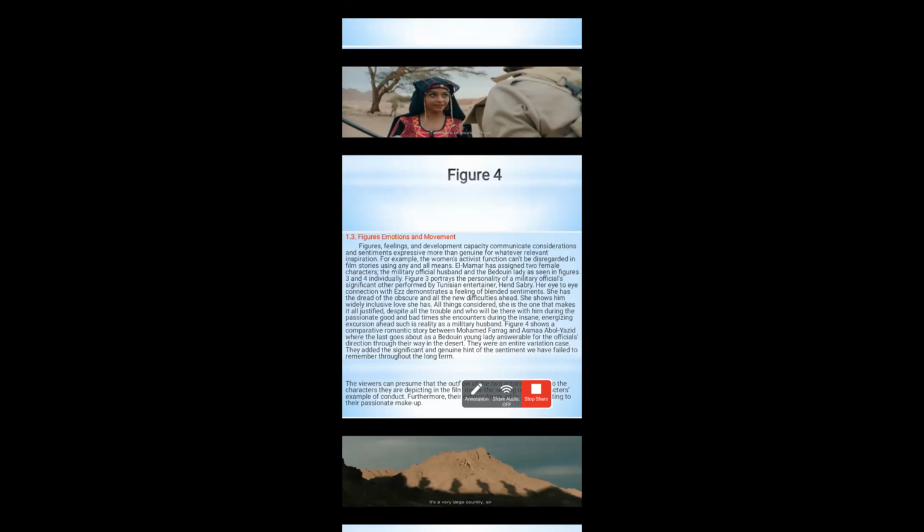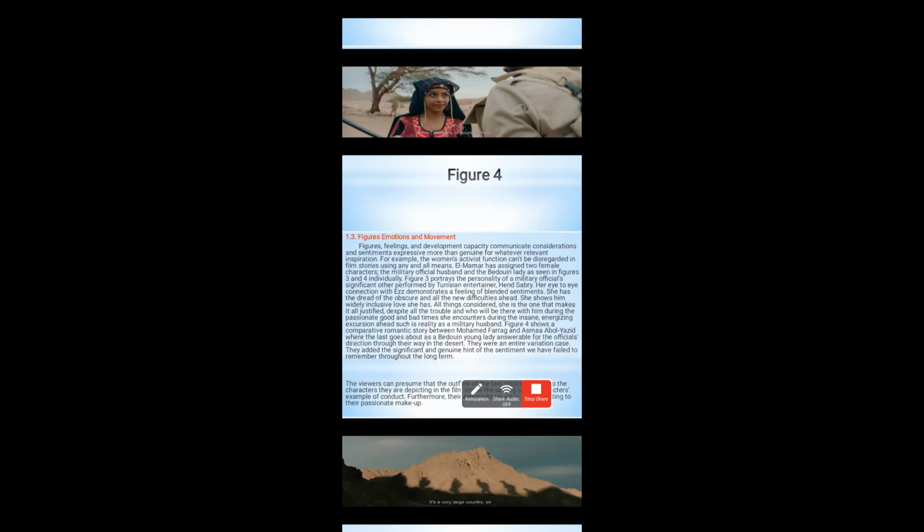So in figure 4, we have the Bedouin lady. It shows a comparative romantic story between Muhammad Farag and Asma Abu Yazid. These are two Egyptian actors, where the latter acts as a Bedouin young lady answerable for the officials' direction through their way in the desert. There were an entire variation case. They added the significant and genuine hints of the sentiment we have failed to remember throughout the long term. So the viewers can presume that the expression of the two actors is fitting to the characters they are depicting in the film inside the setting of the characters' examples of conduct. Furthermore, their extraordinary articulation is fitting to their passionate makeup.